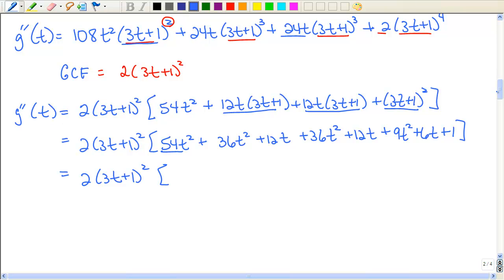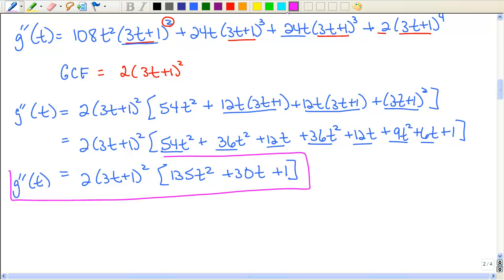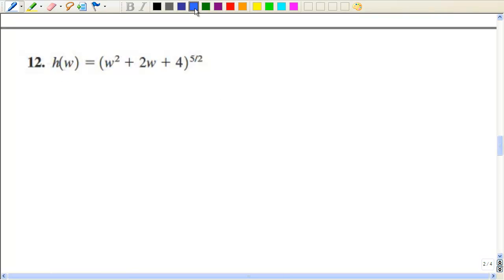So let's see, 54 plus 36 plus 36 plus 9. That's 135t squared. Alright, then we have 12t, 12t, and 6t. That's plus 30t plus 1. So that is an alternative answer to the second derivative. Okay, some mathematicians would argue that that looks a whole bunch better than that long thing. But either one is correct. So let's look at this one.